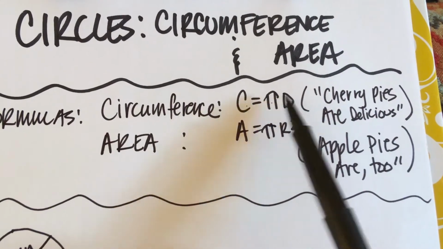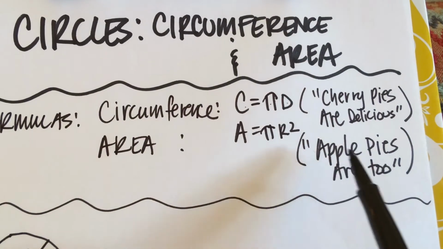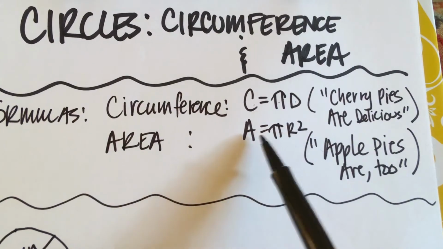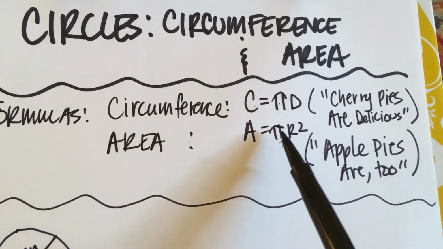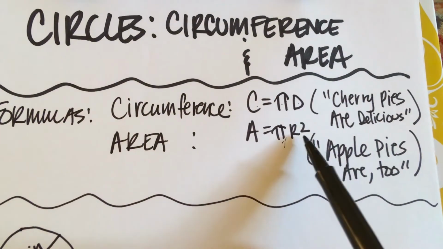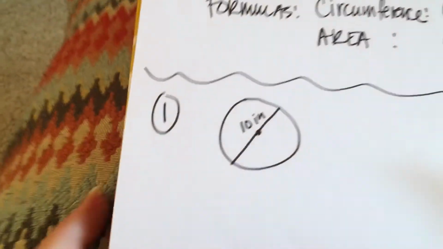Cherry pies are delicious. And then the formula for area: the saying that helps you remember it is "Apple pies are 2." A equals pi r squared, where pi is always 3.14, usually on a calculator, and r is your radius. So let's do a couple samples.